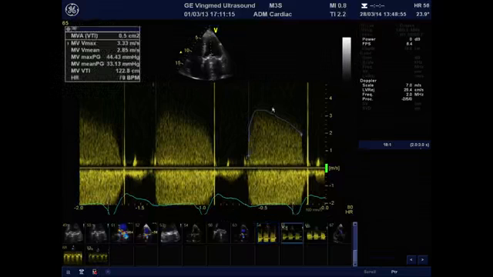And when you trace the envelope, you can clearly see that the mean gradient is really elevated, at 33 millimeters of mercury. And as we measure everything we need for the continuity equation, you can assess the effective valve area, and it's really low actually, at 0.5 centimeters squared.